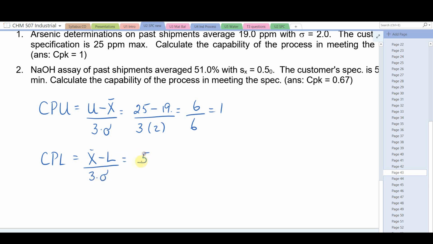The average we're told is 51.0 minus the minimum specification of 50.0 divided by 3 times the standard deviation of 0.5. So that's 1 over 1.5, 0.67. So that's not excellent.